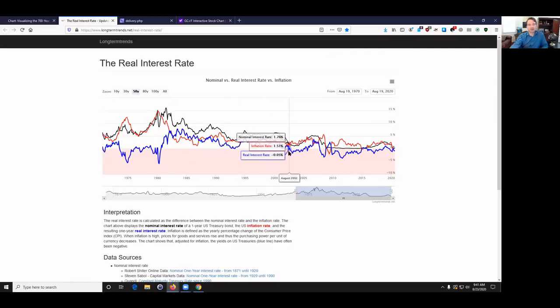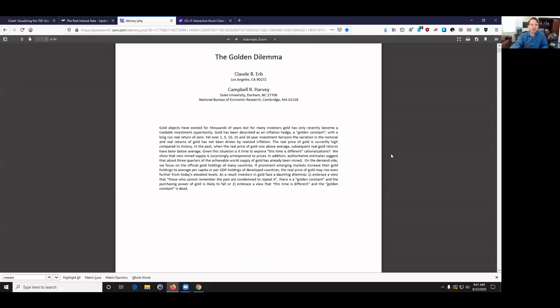So basically, since the tech crisis of 2000, we've had almost the entire time a negative real interest rate. So if you had invested since 2000, over the last 20 years, in most types of bonds, you lost money when considering inflation. There's a nice paper here called The Golden Dilemma, published at Duke University, which talks about the relationship between real interest rates and gold.